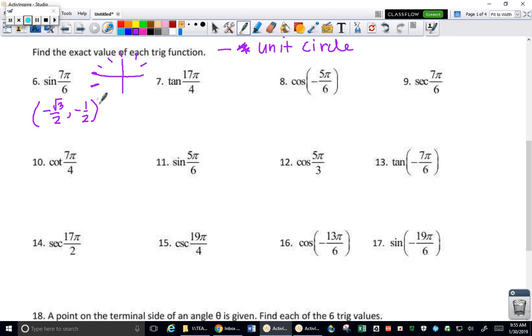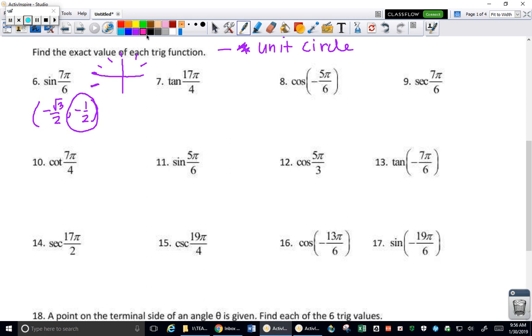Since the sine is the y value, the sine at 7 pi over 6 is negative 1/2. The cosine is the x value, and the tangent is the y over the x, but we'll get to that in a minute. Okay, the next one is the tangent of 17 pi over 4.